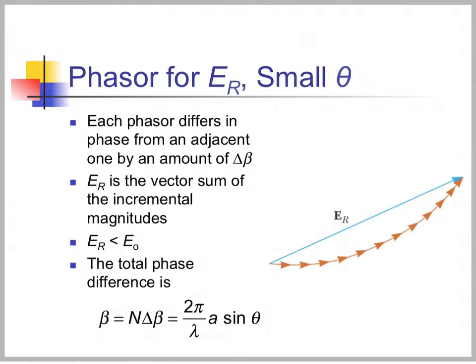Now, for a small angle, each phasor differs in phase from the adjacent one by the amount delta beta. And so E_R is the vector sum of the incremental magnitudes, where E_R is less than the original light intensity. The total phase difference, then, is however many zones I have times delta beta. So it's going to be 2 pi over lambda a sine theta.